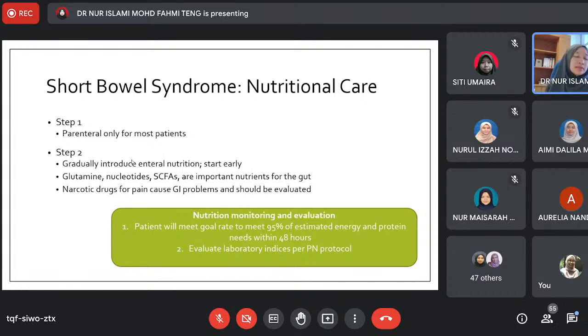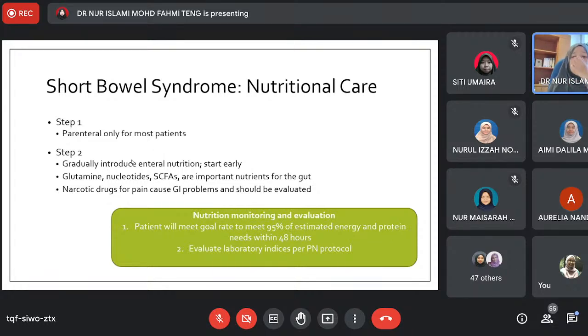Okay, and then step 2, barulah gradually introduce enteral nutrition, and we need to start early. As soon as the patient can tolerate enteral nutrition, we start it. So glutamine, nucleotides, short chain fatty acids are important nutrients for the gut that we can introduce. And narcotic drugs for pain cause GI problems and should be evaluated. So that's why you also need to assess the medication lah, whether it contributes to the GI symptoms or not. So SBS starts with parenteral and then changes to enteral nutrition.